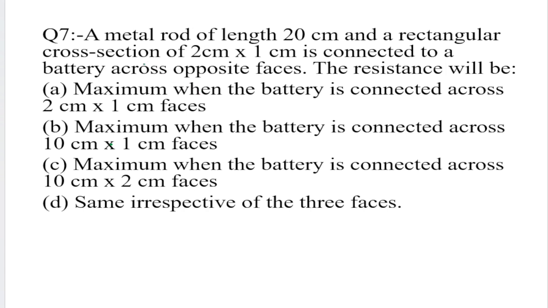Now question number 7. A metal rod of length 20 centimeter and a rectangular cross section 2 centimeter into 1 centimeter is connected to a battery across opposite faces. The resistance will be maximum when battery connected across 2 centimeter and 1 centimeter. R equal to formula rho L upon A. If length is more, area is less, then resistance will be more.